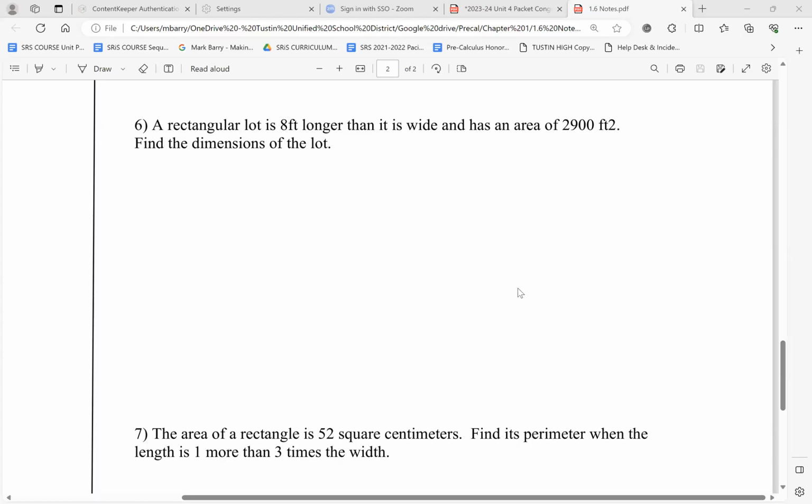Awesome. All right, so let's do number 6. For this one, it says a rectangular lot is 8 feet longer than it is wide, has an area of 2,900 feet. What are the dimensions?